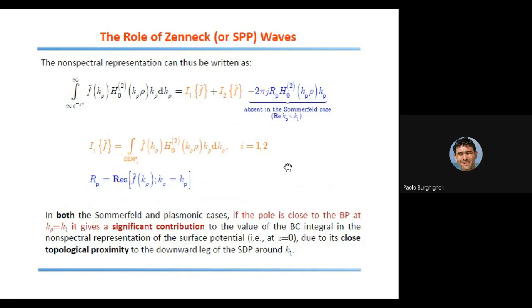Now, in both the Sommerfeld and plasmonic cases, so both when the pole is captured and when it is not captured, the pole is very close to the branch point, K1. So it produces a spike in the integrand, and it may give a significant contribution to the value of the branch cut integral, also in this non-spectral representation of the surface potential. So we need to explicitly deal with this difficulty.